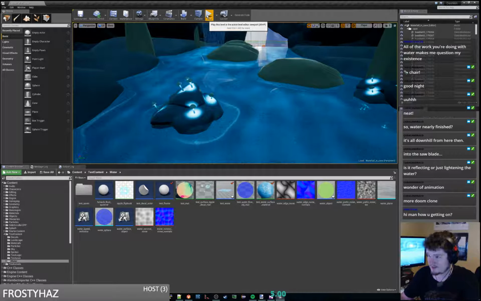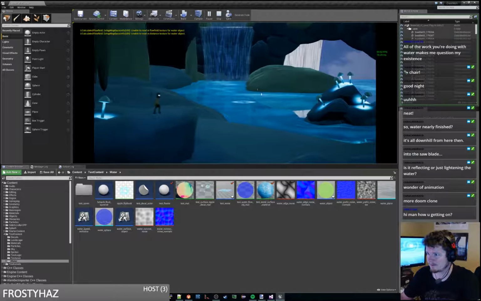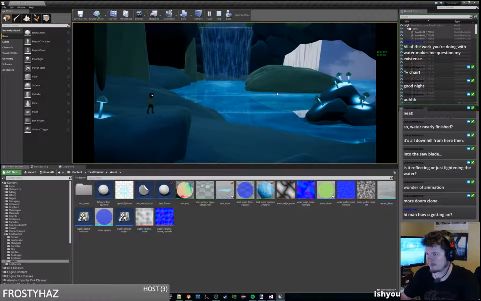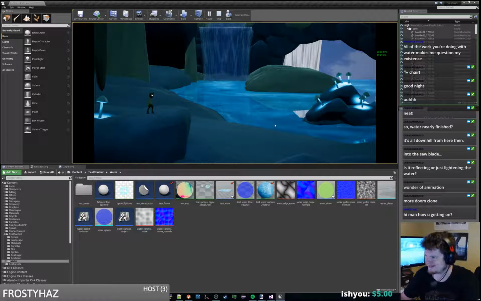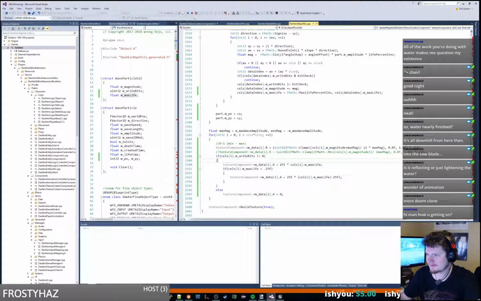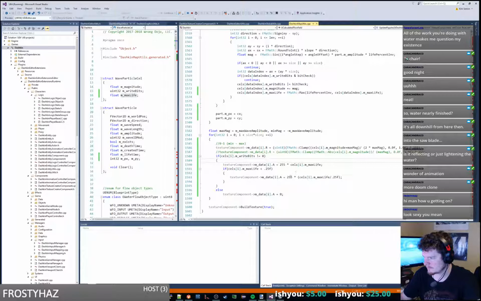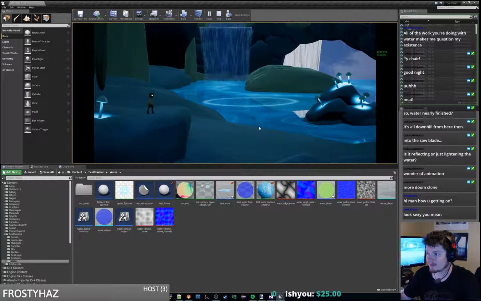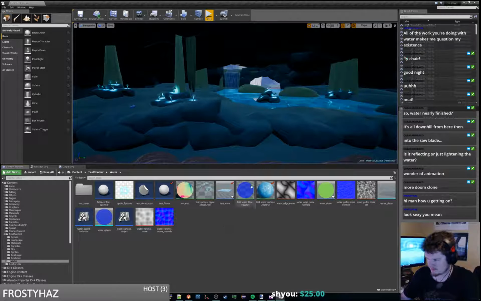Well, Frosty, I am working on these dynamic ripples in the water, trying to make them look proper. Right now I'm making sure they fade out as they should, which they are not. I'm working on getting this thing working properly, but it's slow going at times.